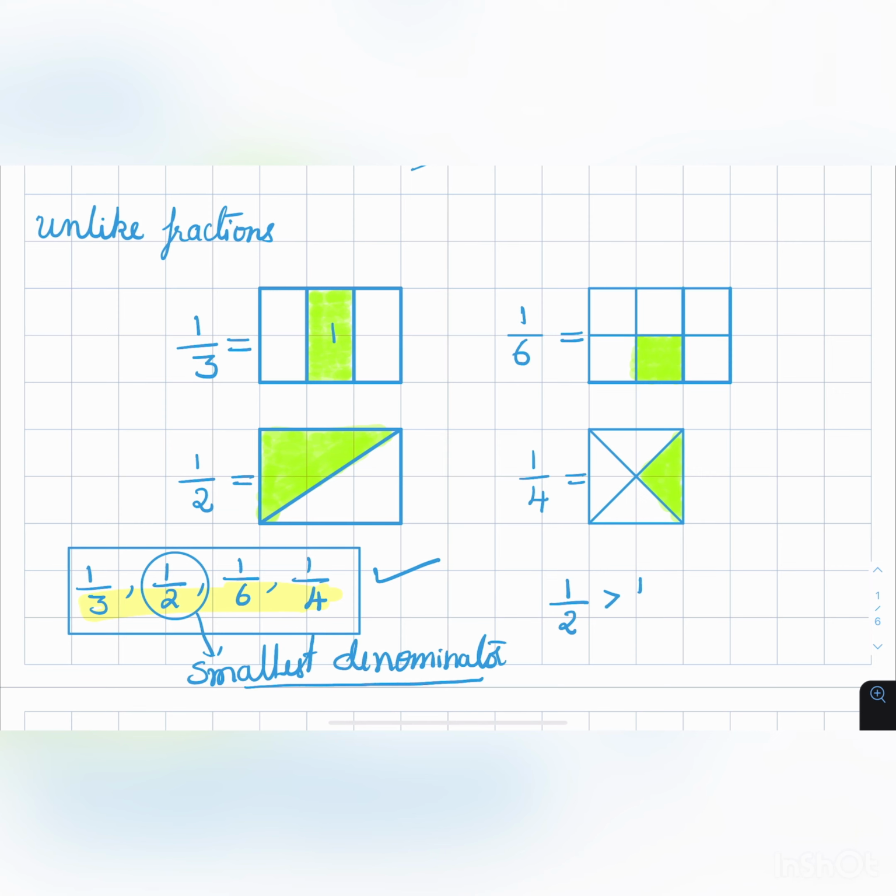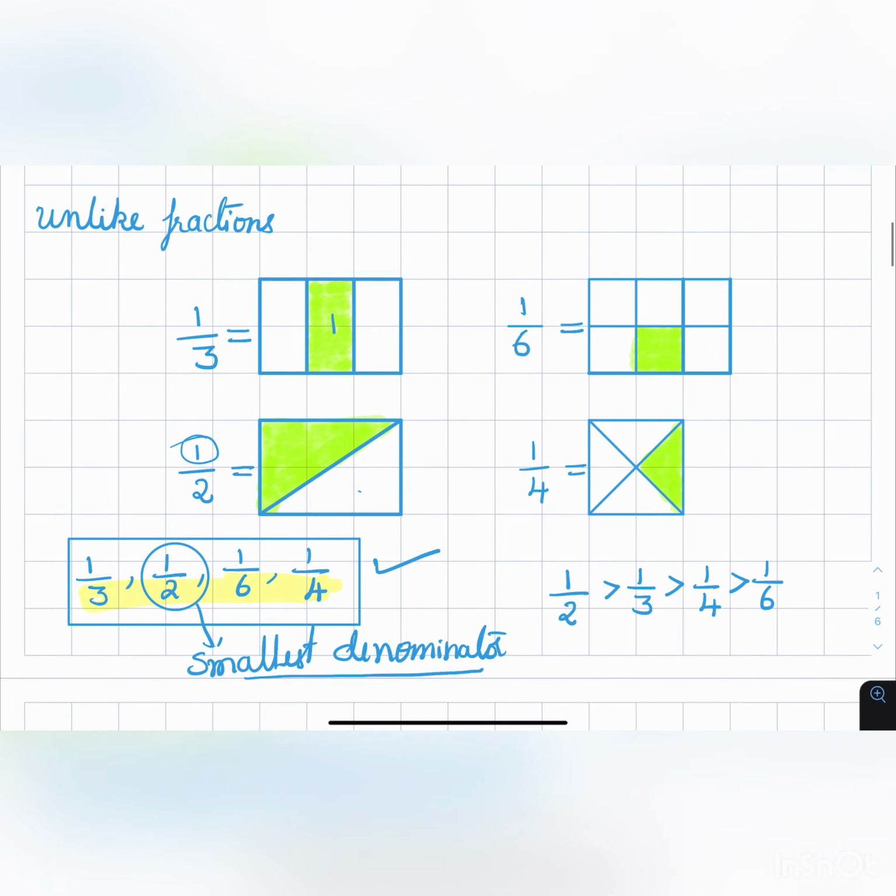So 1 by 2 is greater than 1 by 3. Next is greater than 1 by 4. Next is greater than 1 by 6. Okay. That we can understand from the picture itself. That is, out of two parts, one has been chosen. So it will be the greatest fraction in the unlike fractions.